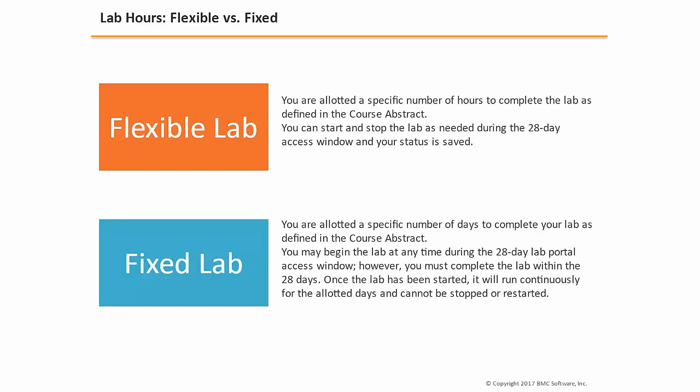Flexible lab. Students have flexible lab time. They have a specific number of hours in which to use the lab. The hours are calculated by multiplying the course days by 6 hours. Suppose that the class is 5 days long. The student has a 30-hour lab runtime, 5 multiplied by 6. The student can use the lab runtime as they want.